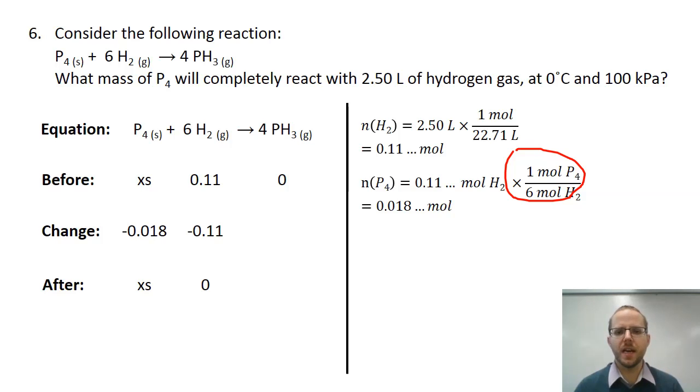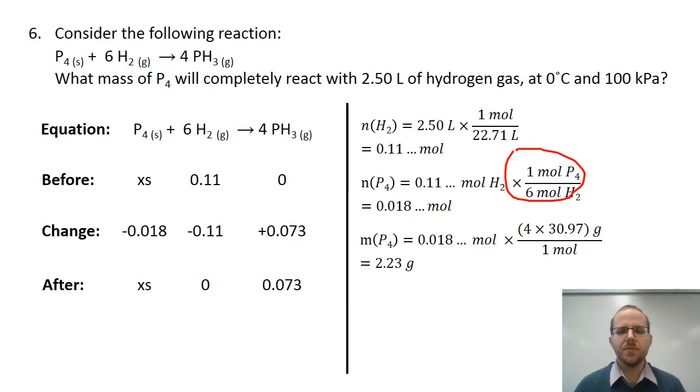We can also use the same ratio of either 1 to 4 from P4 to PH3 or 6 to 4 from H2 to PH3 to work out how many moles of PH3 are being formed for completeness. But in this particular question, we don't actually have to work that out.